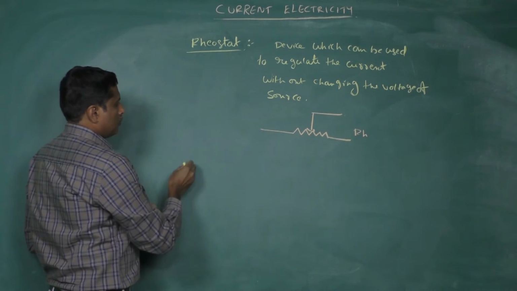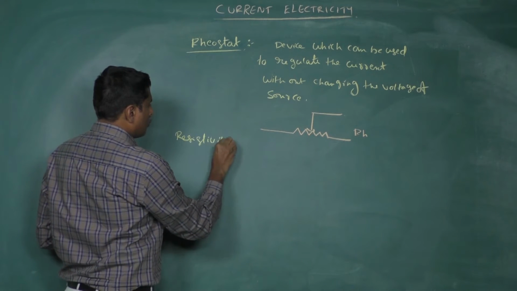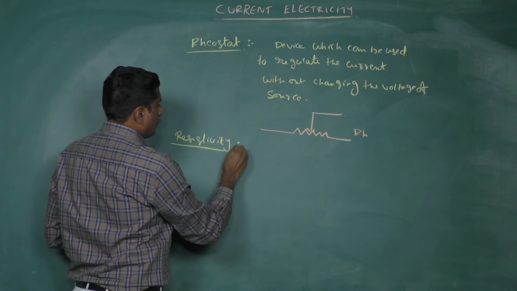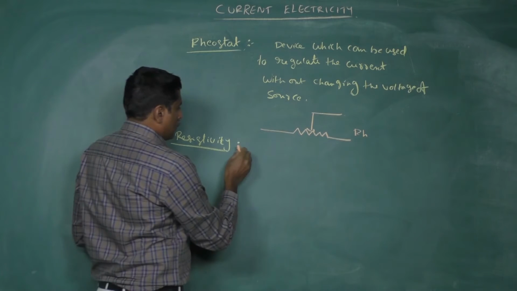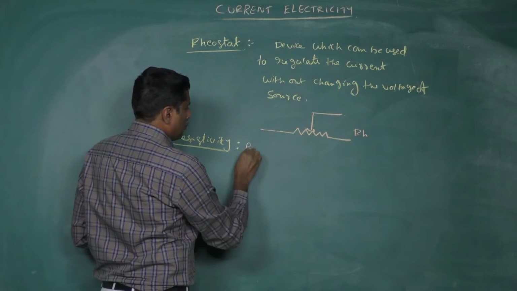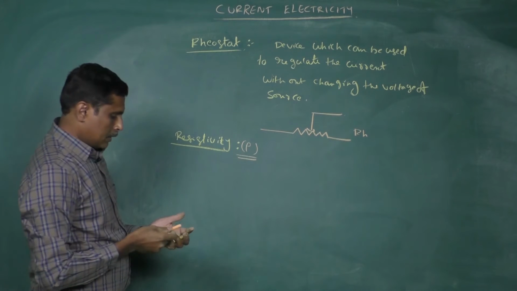Next one is resistivity. What is meant by resistivity? We can represent the resistivity with a symbol rho.